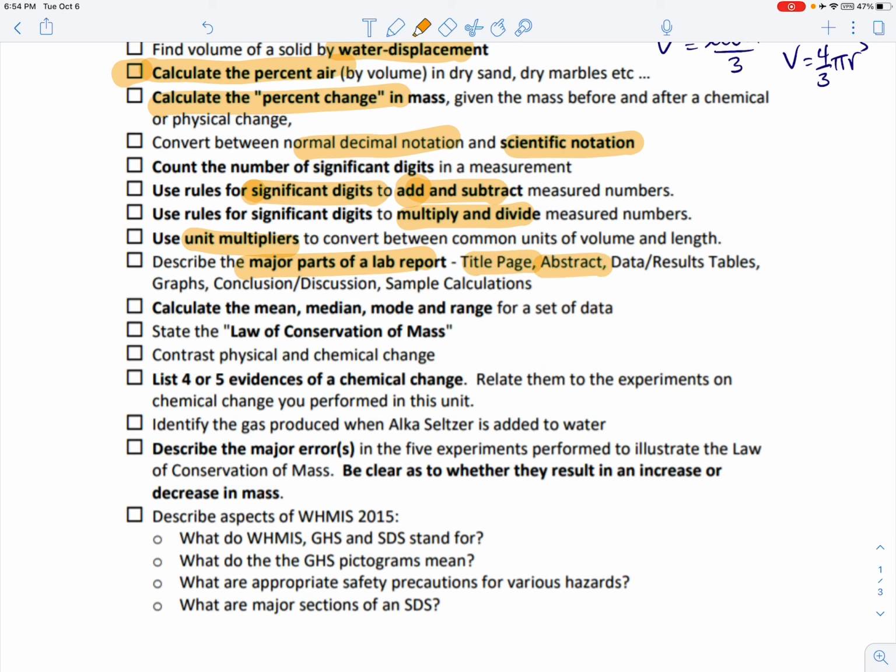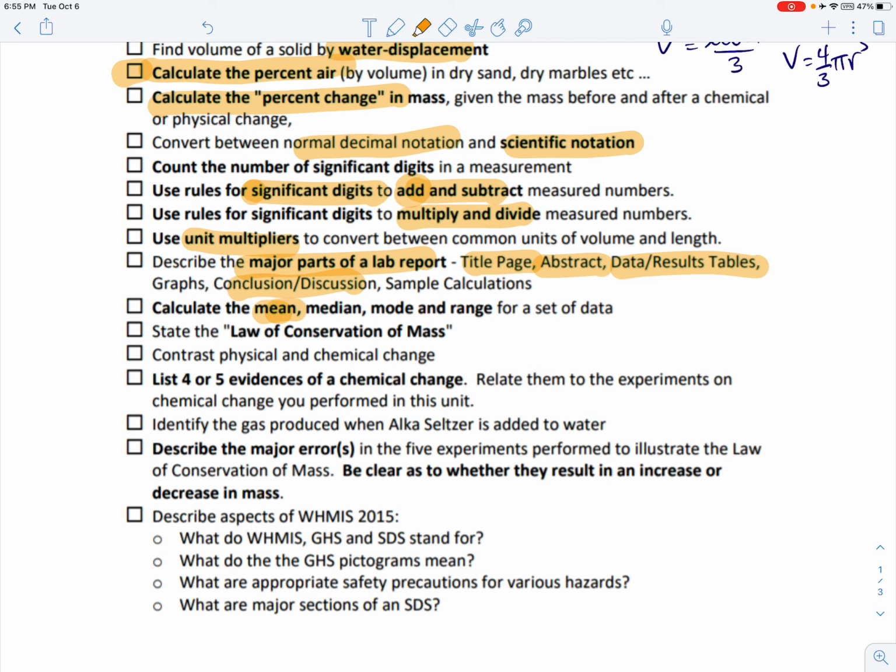Be able to describe the different parts that are included in the title page. Know what goes in an abstract. Know what good data tables would look like. In this first unit, we didn't really make any graphs, so you don't have to worry about graphs, but understand what the conclusion should involve as well in a lab report.